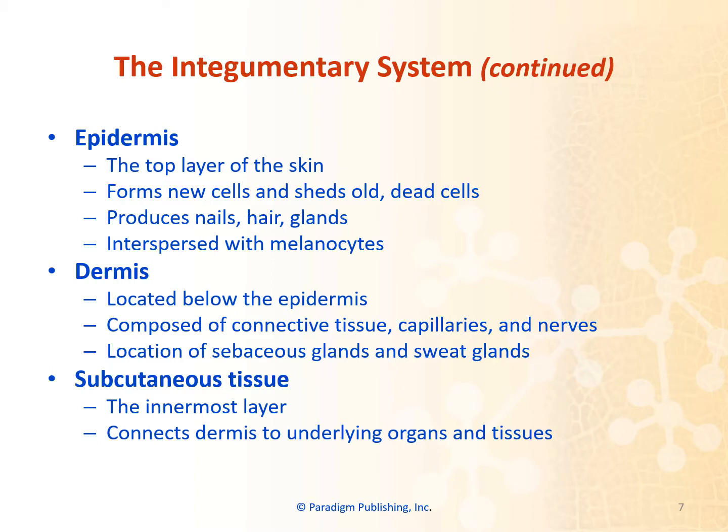The epidermis is the top layer of the skin. It forms new cells and sheds old dead cells. It produces nail, hair, and glands, and it's interspersed with melanocytes. The dermis is located below the epidermis. It's composed of connective tissue, capillaries, and nerves, and is the location of the sebaceous glands and sweat glands. Subcutaneous tissue is the innermost layer, and it connects the dermis to the underlying organs and tissues.